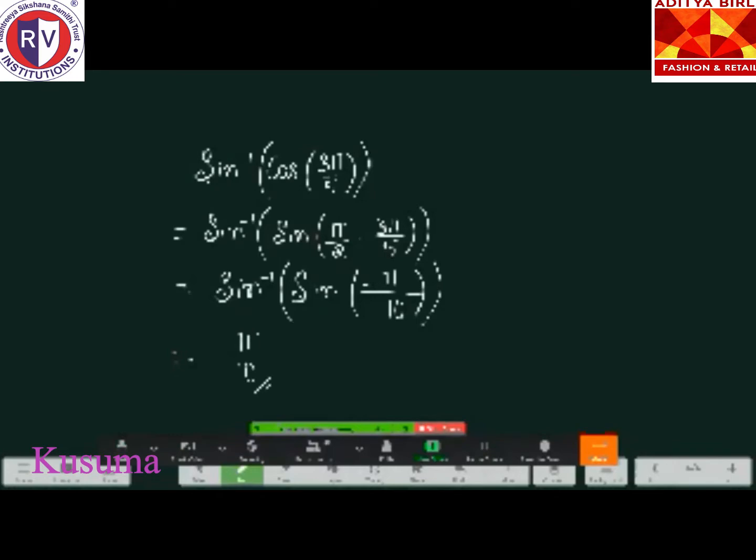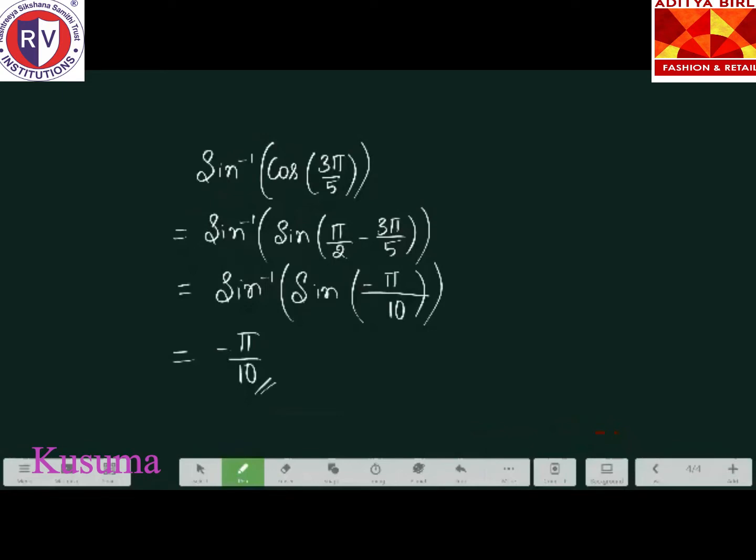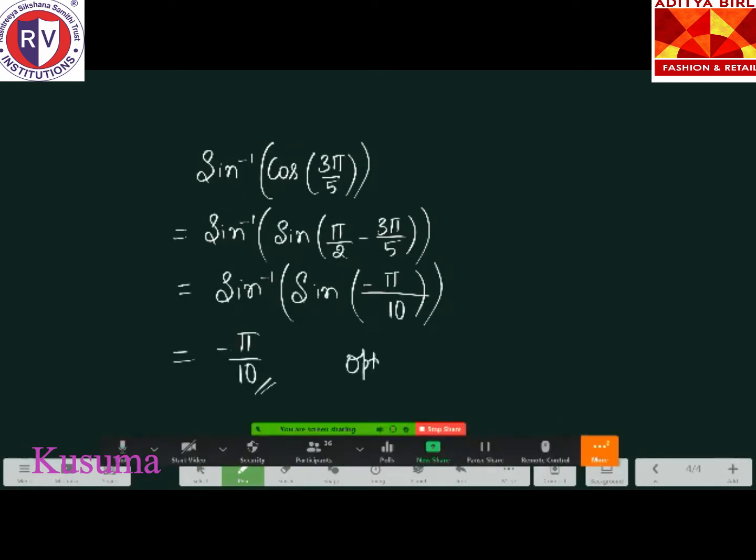So this is much simpler, right? Okay, so this will be easier for you to understand. Do it like this: cos can be written as sine of pi by 2 minus theta. So when you simplify this, you will get minus pi by 10 as theta. So sine inverse of sine is there, and minus pi by 10 will be the answer. So minus pi by 10 is your option D, right? So option D is the right answer.